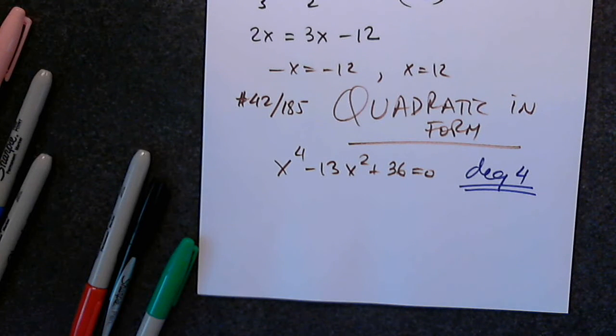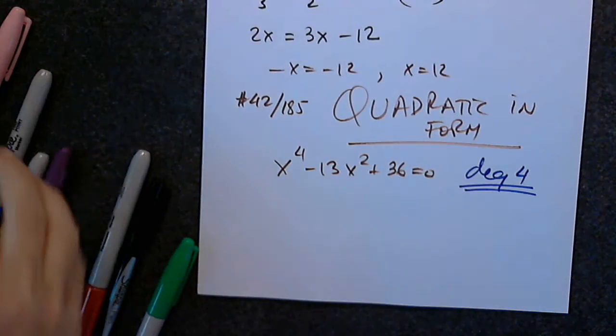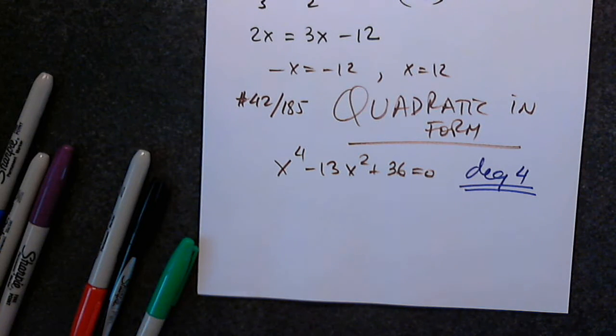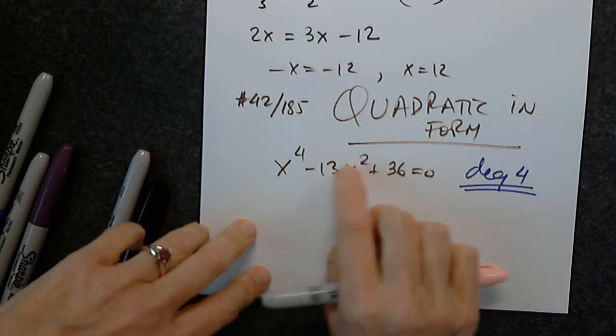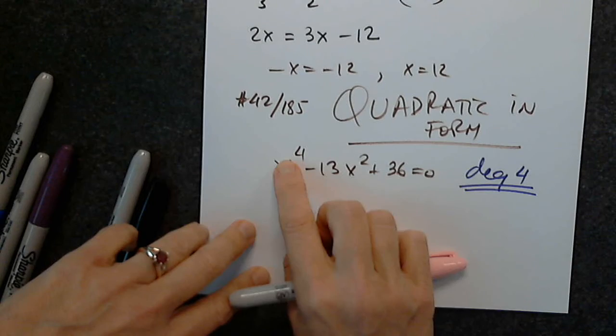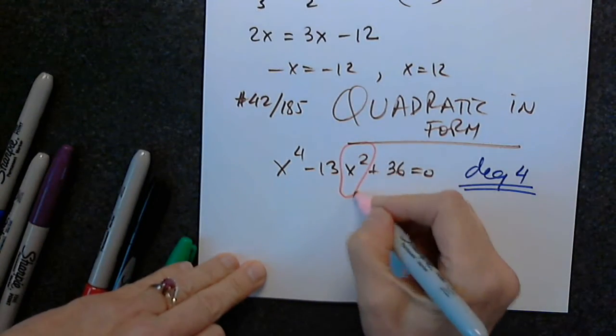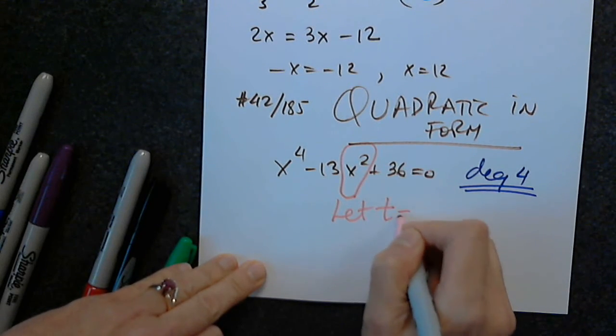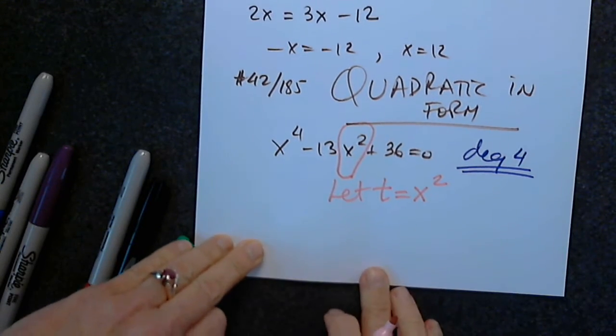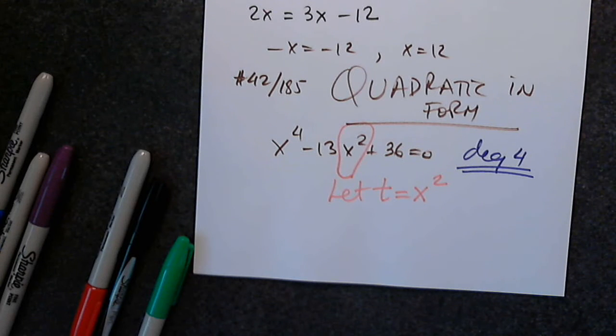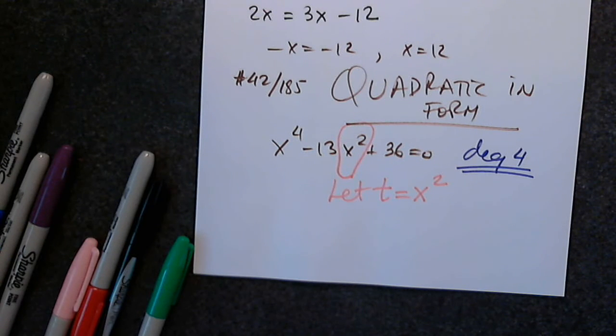I'm having some difficulty with factoring something like this. However, if I notice that there are 2 x quantities in here, this one is x squared and this one is x to the 4th. I'm looking at the one with the lowest power, and I'm going to say, what if I say, let t be x squared? And you can say, why are you complicating things? I'm really not. I am simplifying them. So I let t be x squared.